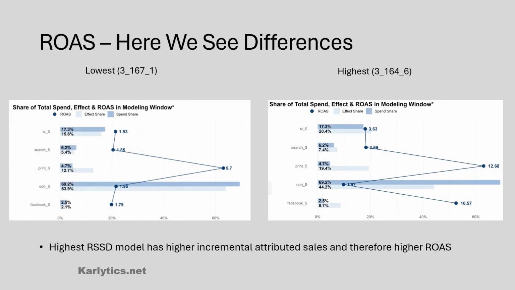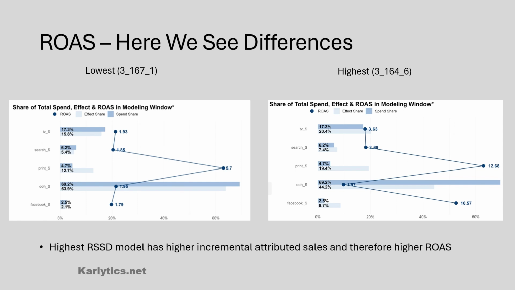Up until now, we have seen that the model's overall performance and even the waterfall numbers are similar. But when we look at share of spend, effect, and ROES for the individual channels in the modeling window, we see a lot of difference. We have the two bars of dark blue for the share of spend and the light blue for the share of effect or impact. We also have the dot, which represents our ROES. This shows the share of total spend and its corresponding effect across different channels. Differences here indicate variations in how each model attributes spend effectiveness across channels.